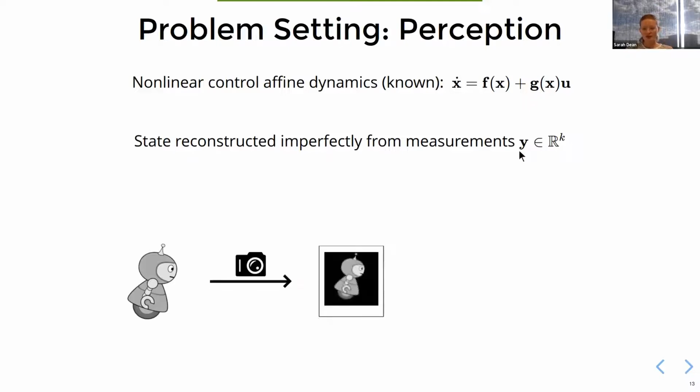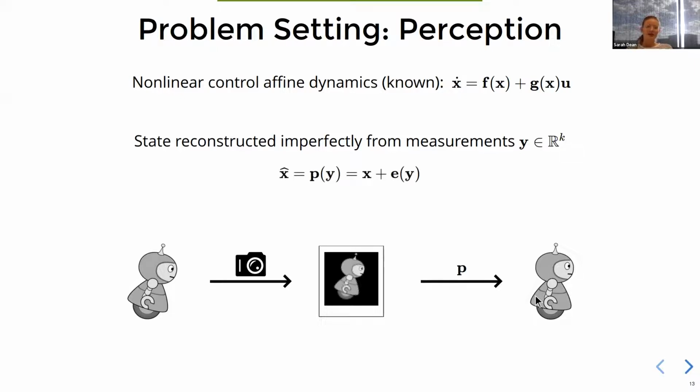In particular, I'm motivated here by perception settings where Y is maybe a high dimensional nonlinear encoding of the state. So suppose I have a robot, I take a picture of it, and then I use some learned perception component or map to predict the state of the robot. In general, our predicted state X hat as a function of Y will not be exactly the true state, but it will be the true state plus some error term. And the error that I have in prediction will generally depend on the measurement that I took.